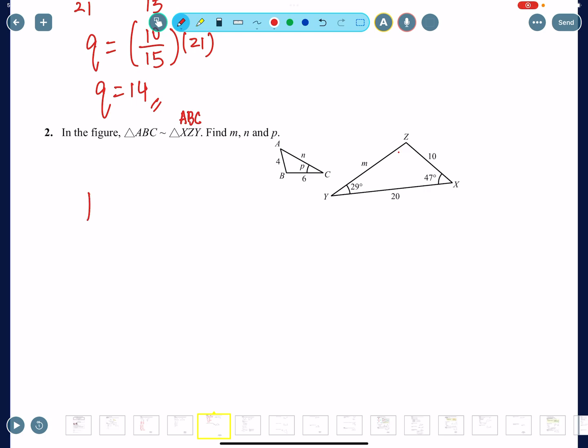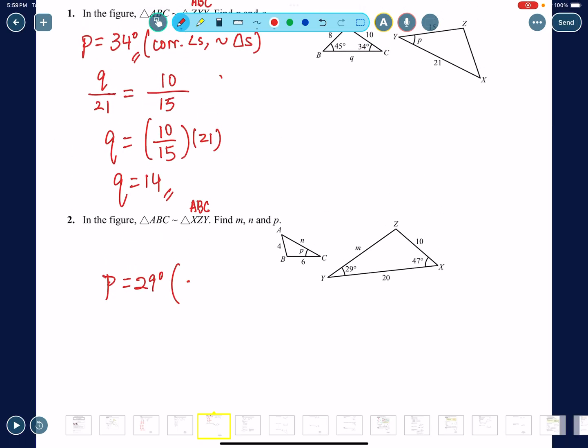So angle P is with C. C is matching with Y. Y has an angle 29 degrees. So just in case it's Z, you just do 180 minus 29 minus 47 to find this angle. Oh, I forgot to mention, this one is corresponding sides, similar triangles. This one is corresponding angles, similar triangles.